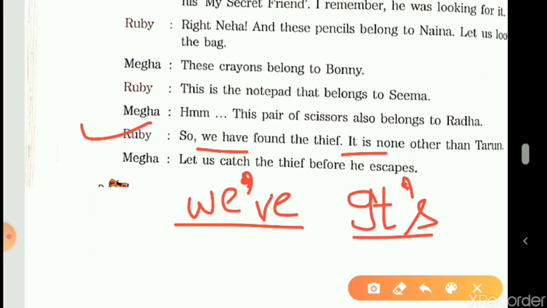So, we'll be using two contractions for these two sets of words. For we have, we'll be writing we apostrophe ve. This is the short form of we have. And for it is, we'll be writing it apostrophe s, it's. So, we've found the thief. It's none other than Tarun. And in this sentence, we're not showing the possession, but we are using the apostrophe to show the short forms or contractions. So, we have written the short form of we have and it is.